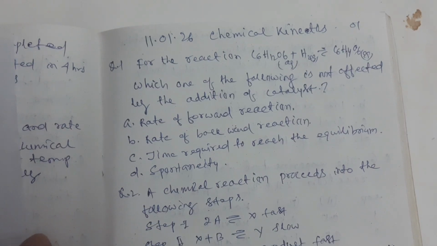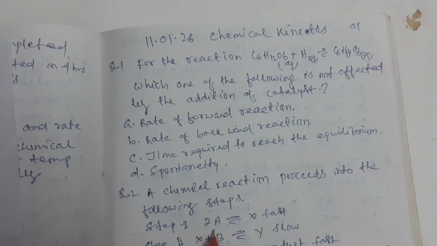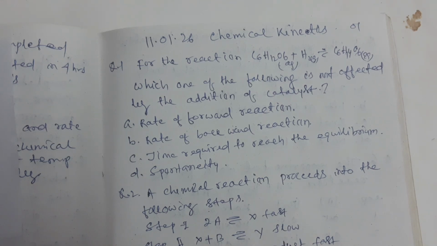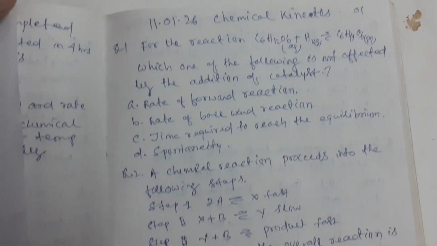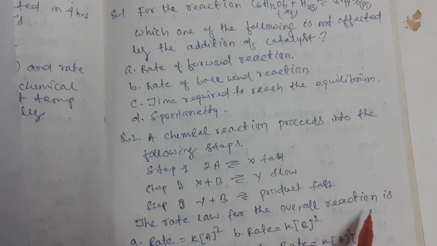Next, a chemical reaction proceeds in the following steps. Step 1, 2A giving X, which is a fast reaction. Step 2, X plus B giving Y, it is a slow reaction. Step 3, Y plus B giving the product, which is fast. So what is the rate law for the overall reaction?